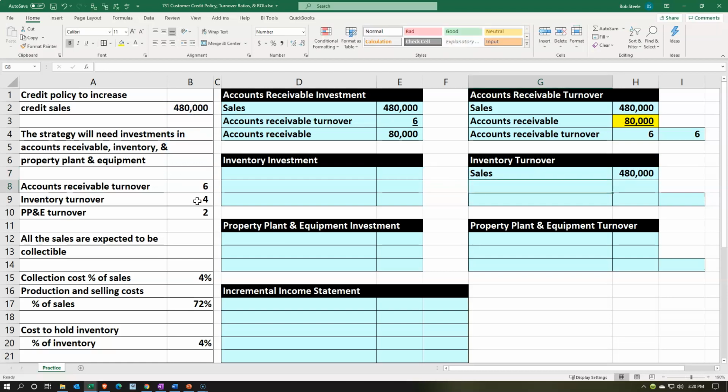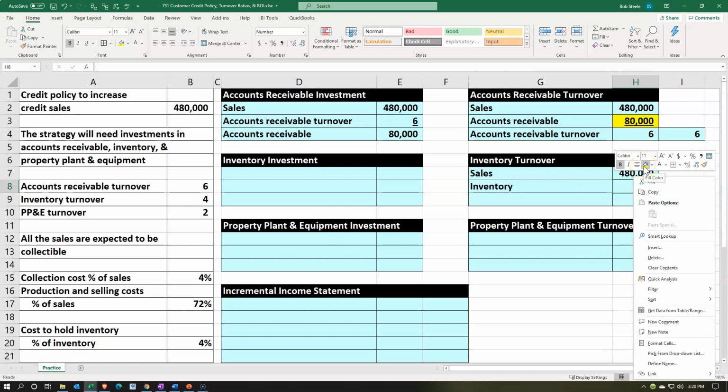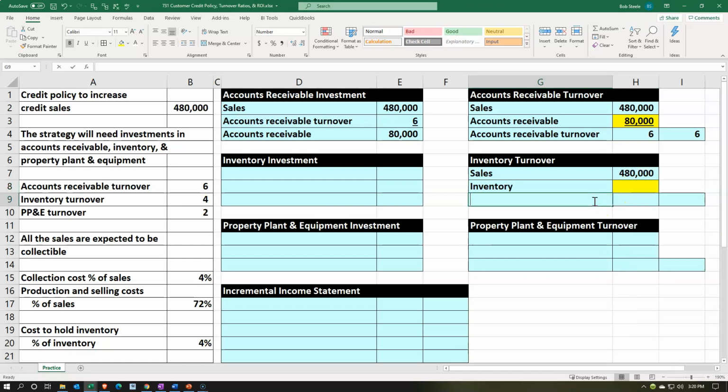So we have the 480,000, then we have the inventory, and that's what we don't know, so that's going to be the unknown. I'm going to make it yellow, right-click, and make that yellow. What we do know is the inventory turnover, that is going to be this 4. So we need to back into the inventory. The algebra you can write down is 480,000 divided by x, the unknown, equals 4. Doing the algebra, it would be equal to the 480,000 divided by 4, which gives us the 120,000. Let's put an underline here, home tab, font group, and underline.